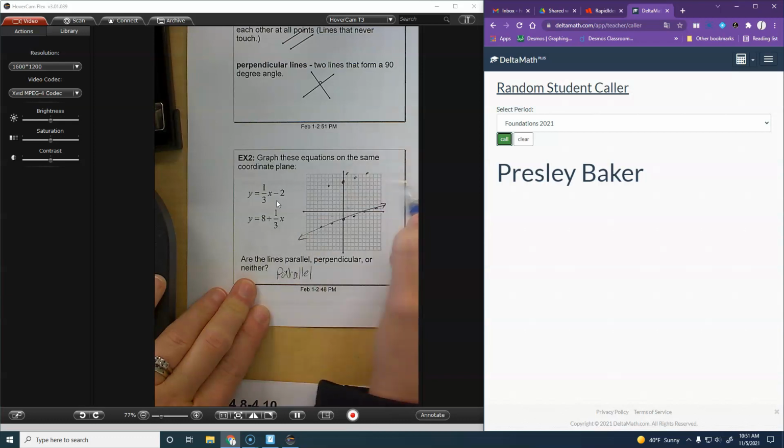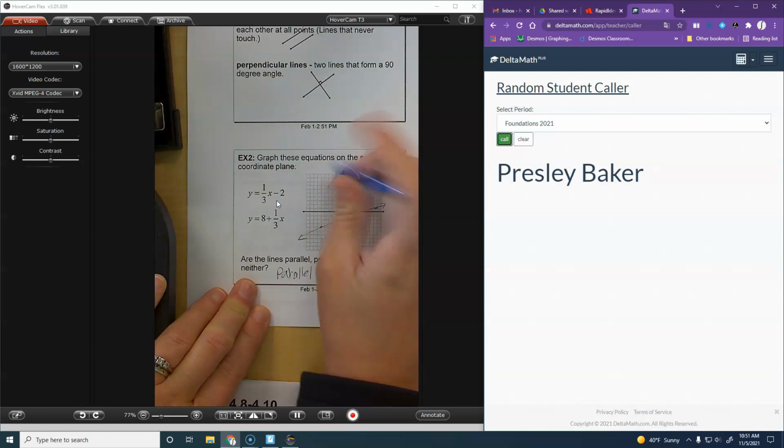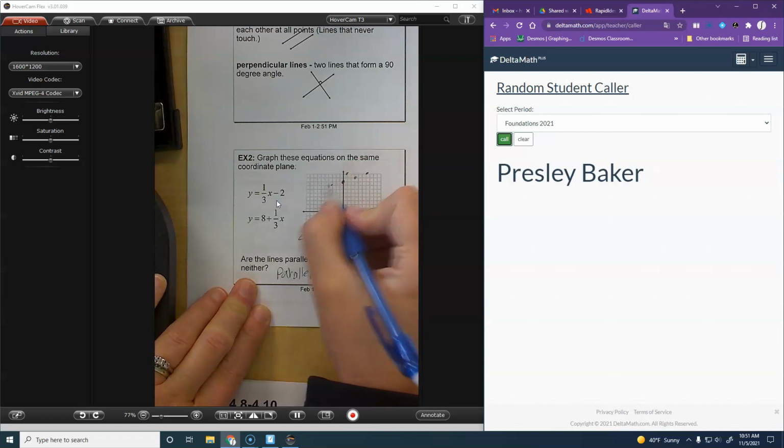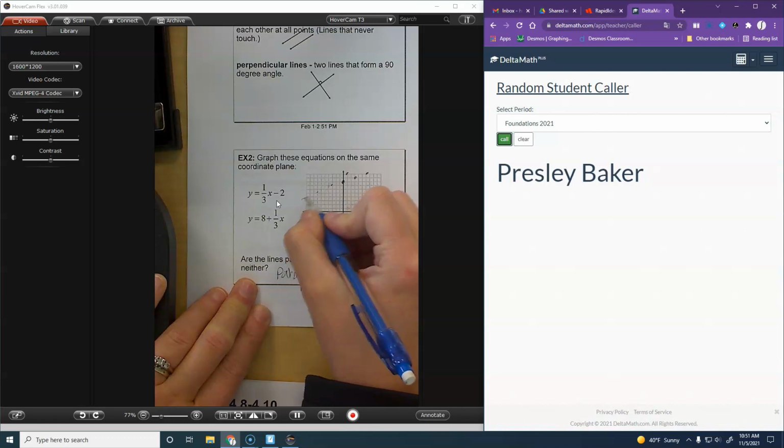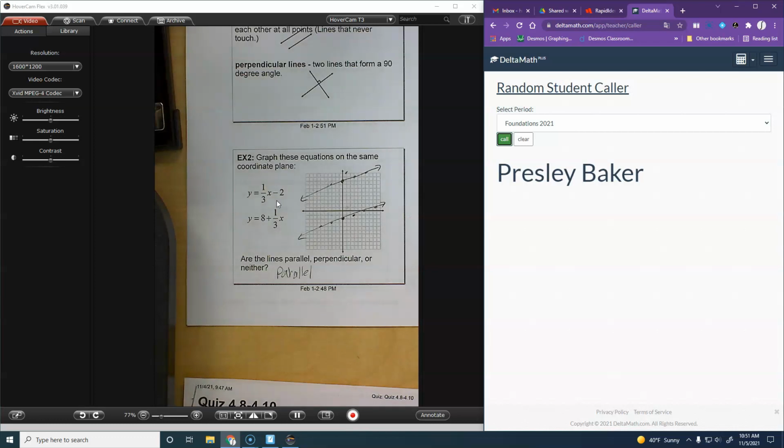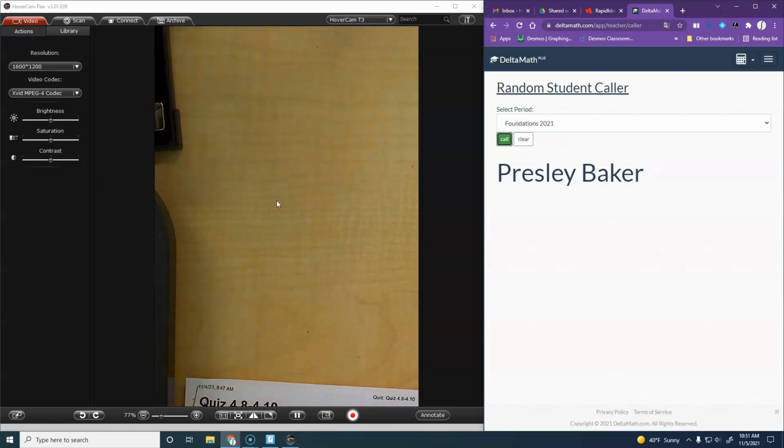Okay, so that will look, I think that was 4. That will look like this. Here, so would you guys agree? Parallel? Yeah. Everybody has one that looks like that, or if you don't, you're writing it down right now. Okay. Thank you. All right, let's see who's next.